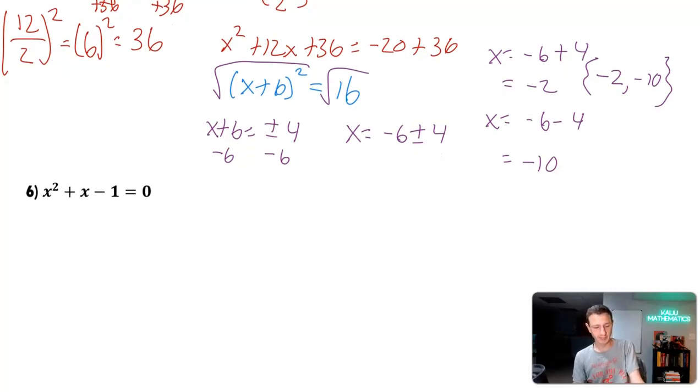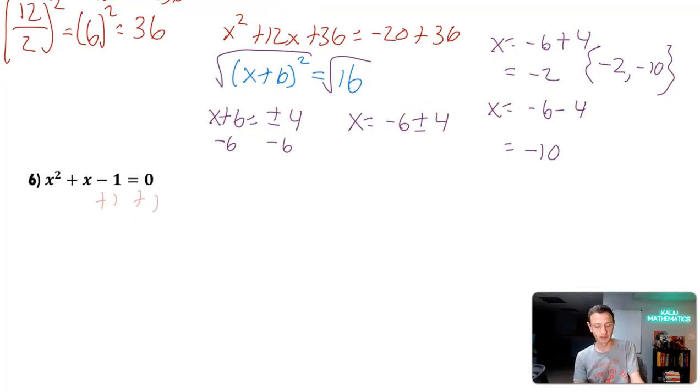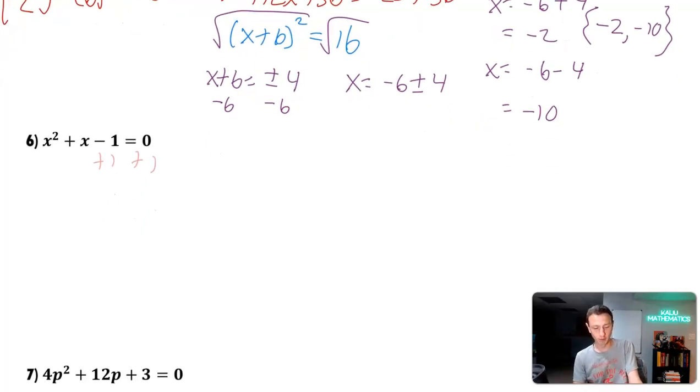So on number 6, x squared plus x minus 1. What you might notice is that these trinomials are not factorable in current form. I cannot find two numbers that multiply to negative 1 and add up to a positive 1, so I can't factor that using just standard methods. So I want to add 1 over to both sides to get it into the completing the square form. So I'm going to have x squared plus x equals 0 plus 1, which is 1.